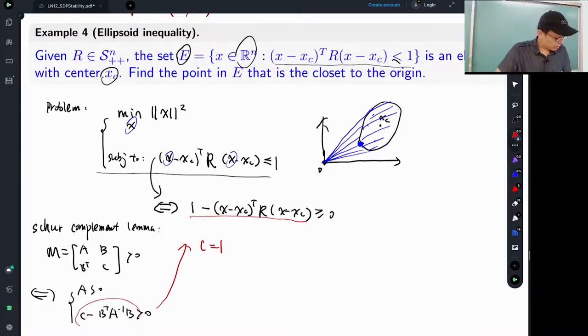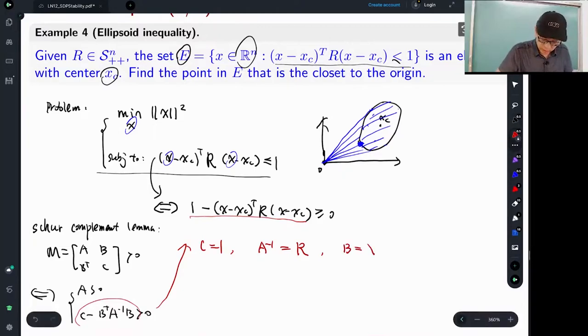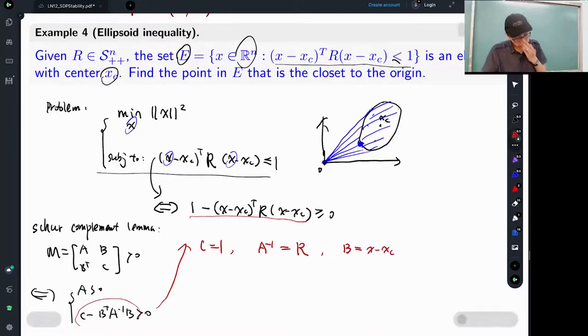Then I will do a pattern recognition by myself, which I think C is one. Okay, C is one, and I want A inverse to be R. Okay, and I also want B to be this guy, x minus xc. So you may say B becomes a vector. Of course, fine. A vector is a special matrix. A vector is just an n by one matrix, right? So that doesn't matter.